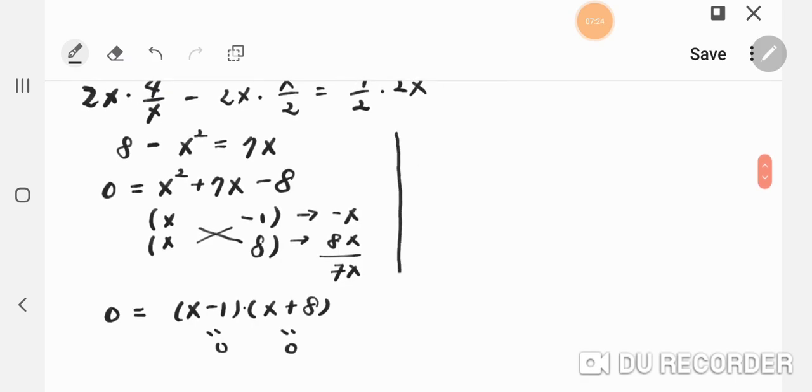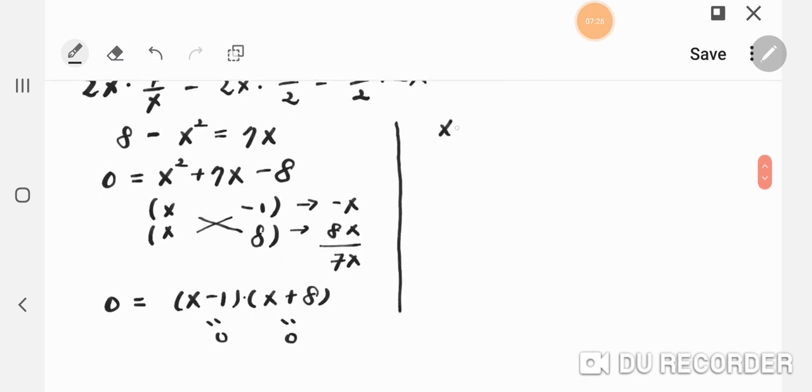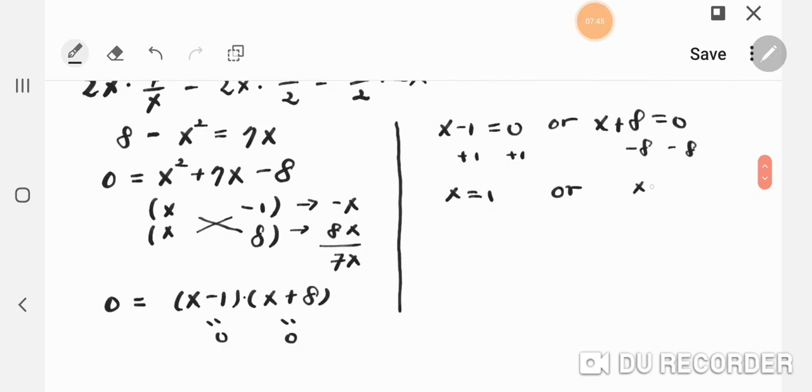So let's go to the right. We will set x minus 1 equal to 0 and x plus 8 equal to 0. Then from the first one, plus 1 each side, then x is equal to 1. Or, minus 8 each side, then x is equal to negative 8. So we have so far found 2 x values.